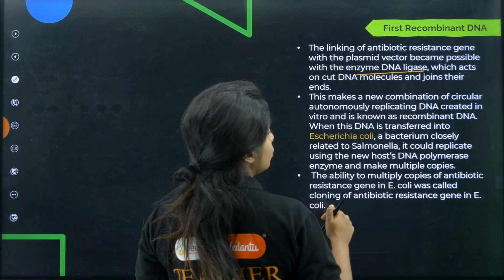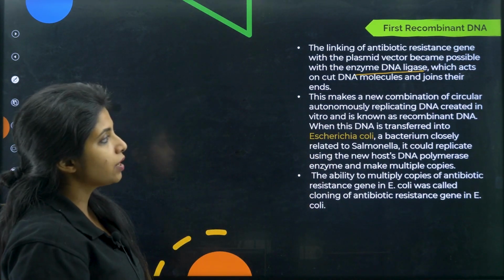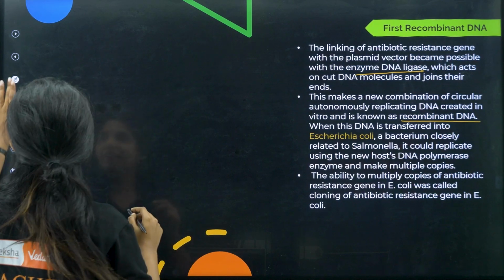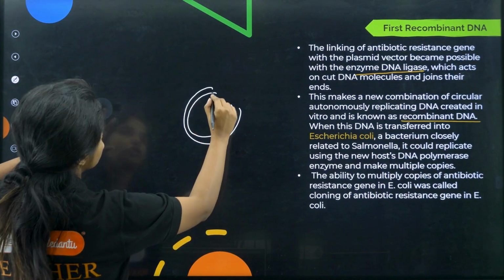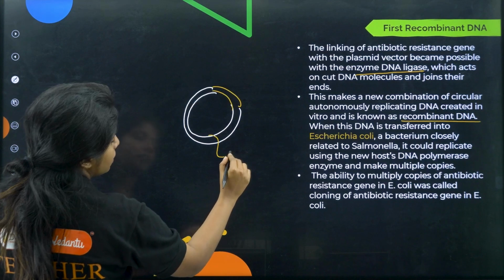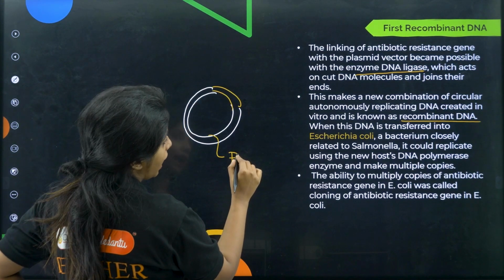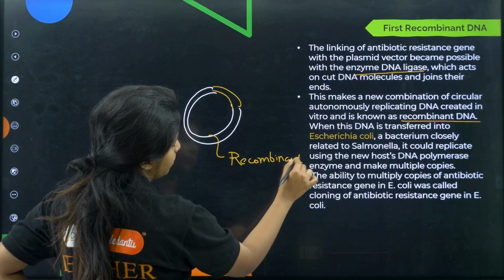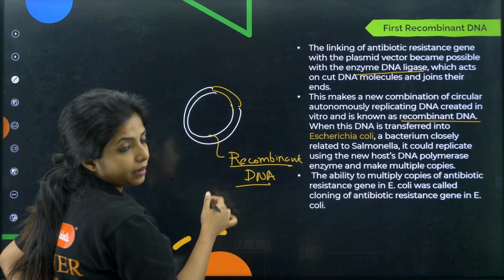Now this makes a new combination of circular, autonomously replicating DNA created in vitro, and is known as recombinant DNA. What do you call this DNA? Where I have the old plasmid and I am putting my gene of interest over here, what do I call this? Recombinant. This is a recombinant plasmid or recombinant DNA, my dear children, because it is recombined to form something new.